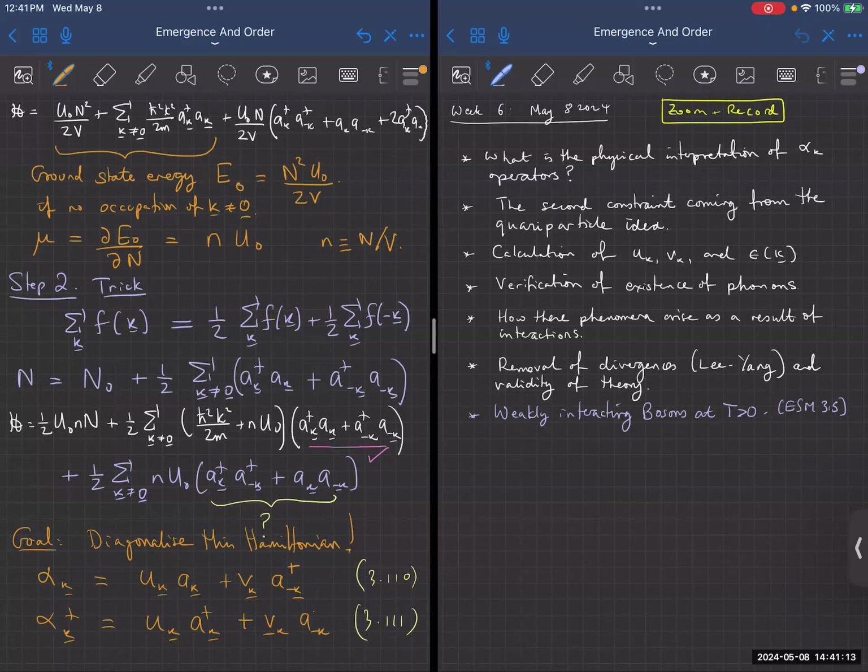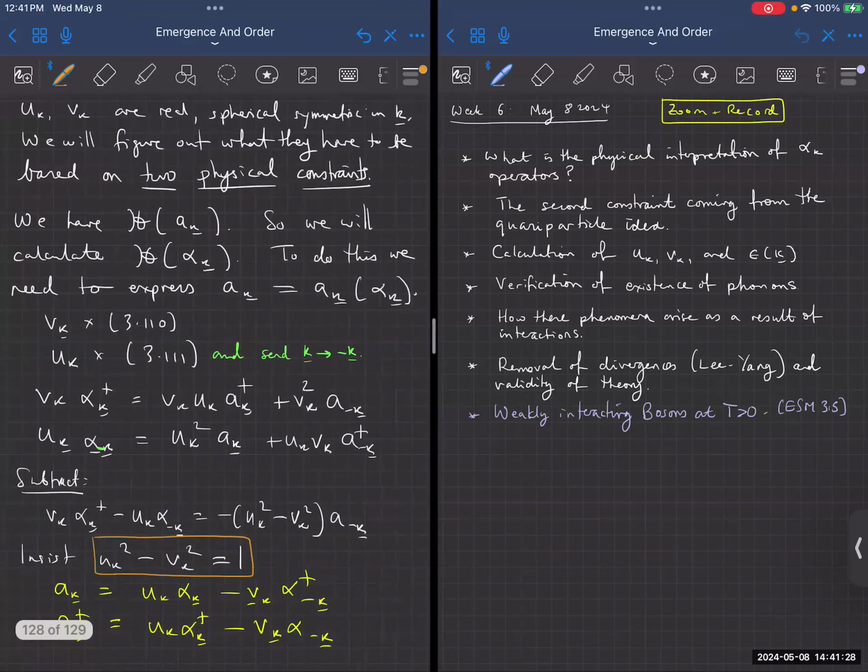So those are these alpha operators. They're a linear combination of the annihilation and creation operators with two unknown variables u and v, which are functions of k, and we're going to determine those functions during the course of this calculation. So what we are going to try to do is express the Hamiltonian in terms of these operators. And to do that, we have to write down the Hamiltonian not in terms of the A operators, the boson creation and annihilation operators, but in terms of these new operators, these alphas.